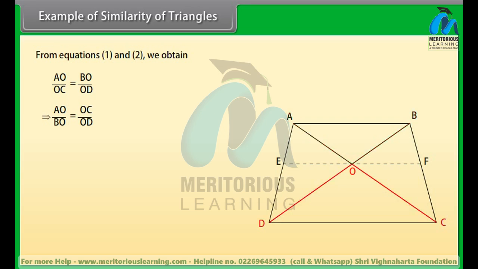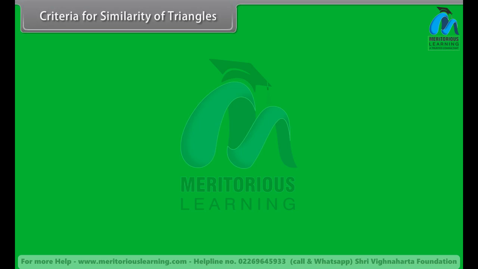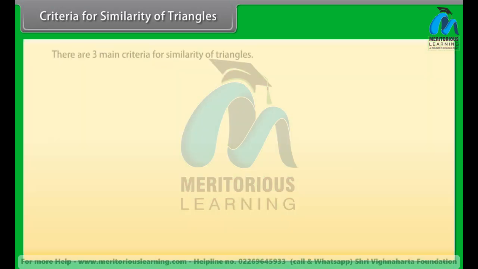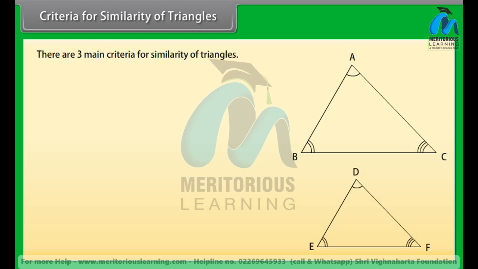Criteria for similarity of triangles. There are 3 main criteria for similarity of triangles: 1. AAA or AA. 2. SSS. 3. SAS.